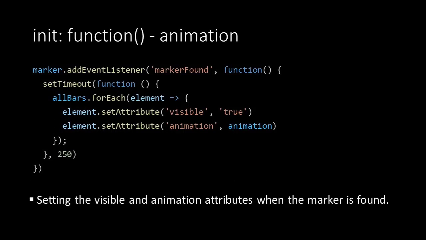On our marker, we'll add an event listener. Remember that in the marker element, we have set emit events to true. So when our application recognizes our marker, it will send out this event, markerFound, which will then trigger the function. Inside the function is a setTimeout function that creates a delay. So when the time interval of 250 milliseconds has passed, then the function inside our setTimeout will be activated. This is an anonymous function, which will iterate through the allBars array. So for each of those elements, it will set the attribute visible to true and animation to the animation that we have defined in the animation variable.